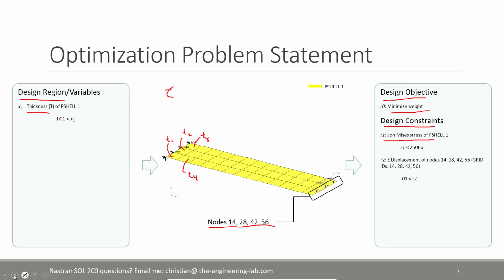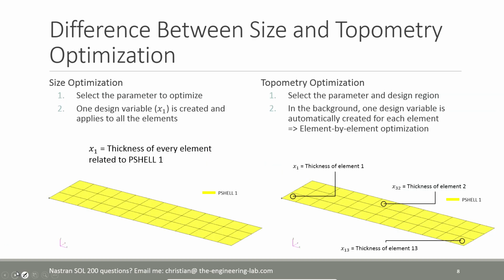So 250 megapascals for the upper bound of the von Mises stress constraint. And as for displacements, we're going to say that for nodes 14, 28, 42, and 56, the downward deflection should be no greater than 0.01. So let's go ahead and get started.